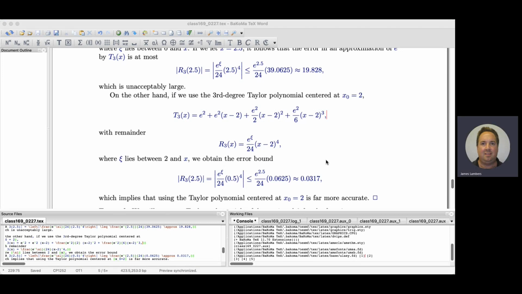Actually, what I'm trying off screen is I'm going to evaluate this Taylor polynomial at x equal 2.5. Let's see what I get, because this is only an error estimate. The actual error cannot be larger than this, but it could be a lot smaller. I'm going to find out.